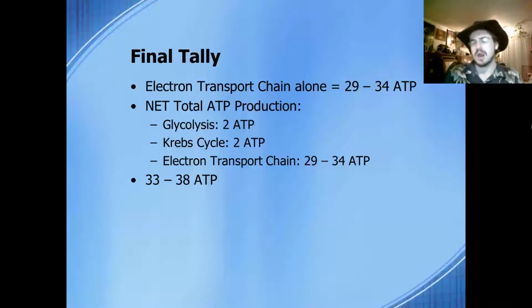Pretty darn efficient. That oxidative phosphorylation, that electron transport chain, is the single most efficient producer of ATP in all of cellular respiration. And that is exactly why every single one of our cells uses oxygen in ATP production.